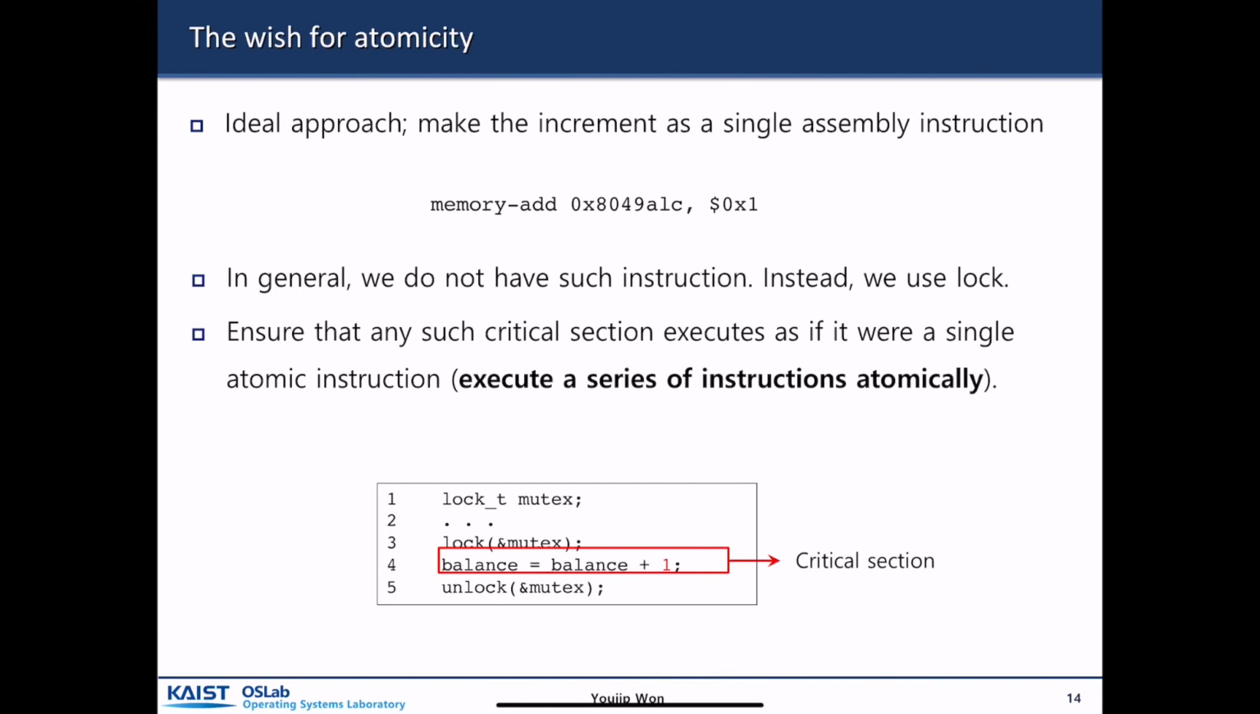The ideal approach to execute multiple instructions atomically is to make the increment a single assembly instruction, like this. But this is not an easy task. In general, we do not have such an instruction. Instead, we use a lock. The following code ensures that any such critical section executes as if it were a single atomic instruction. So there is a statement that increases the value of balance by 1, and it is wrapped by the functions lock and unlock. And then we can ensure the atomic execution of the critical section.